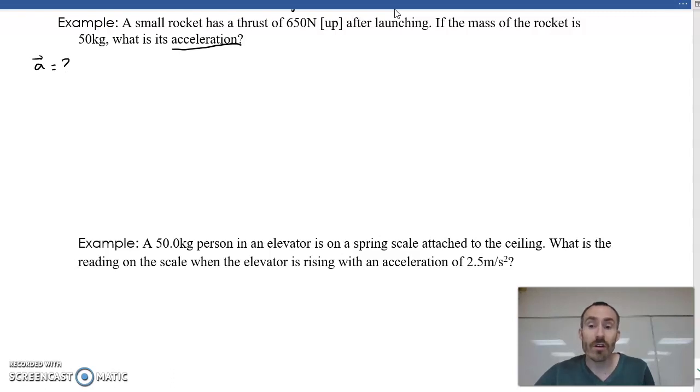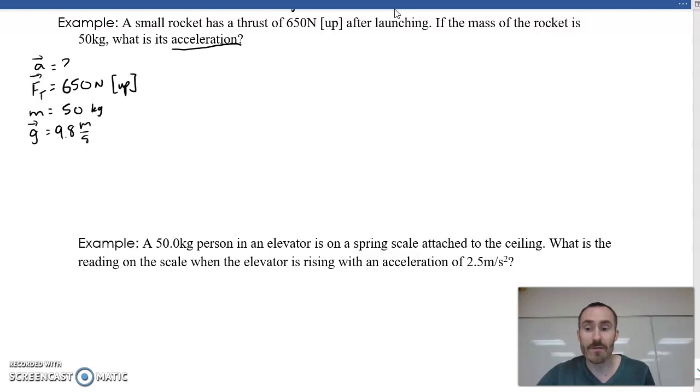We are told its thrust force, so we're going to call that Ft. That's 650 newtons up. We are told the mass of the rocket, 50 kilograms. And that is all we're told. We also do know the acceleration of gravity, which is 9.8 meters per second squared.